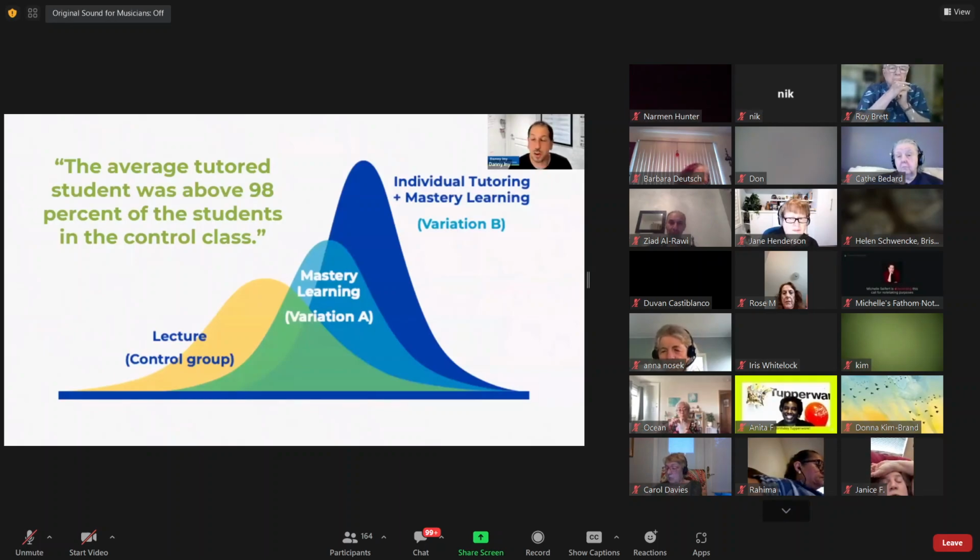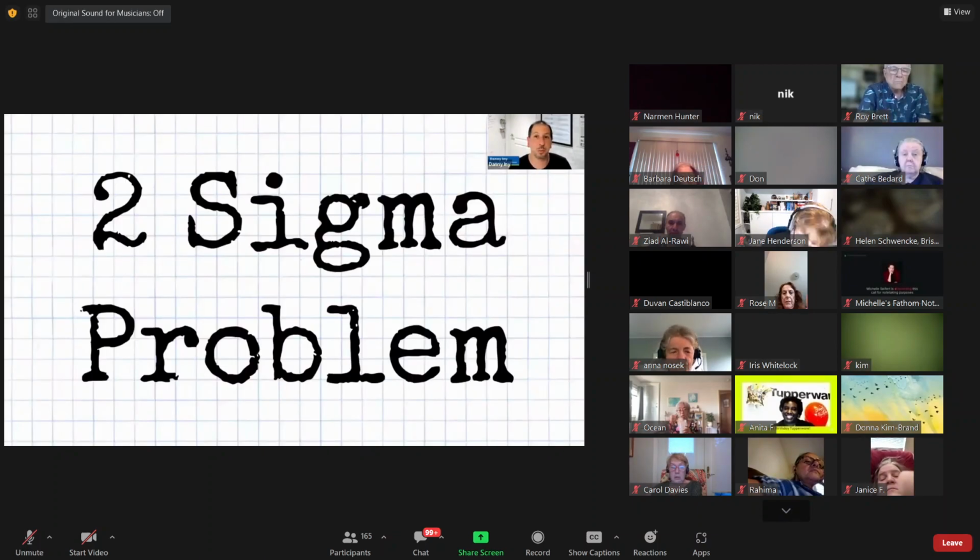The question is not how do we do it, it's how do we make it happen logistically? Because we don't have enough money and we don't have enough teachers. And so since the 80s, there has been something called the 2 Sigma problem, which is about how to create that impactful transformation at scale.